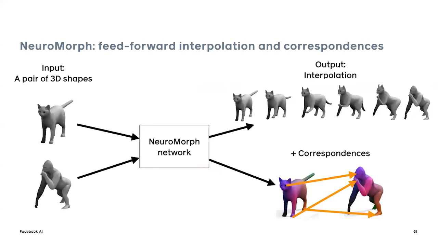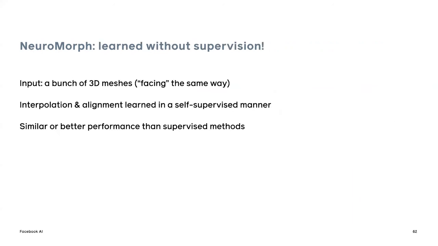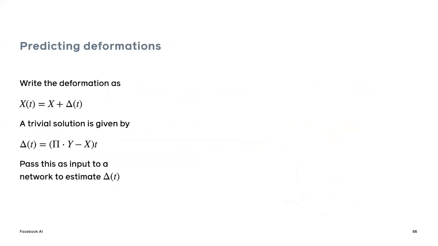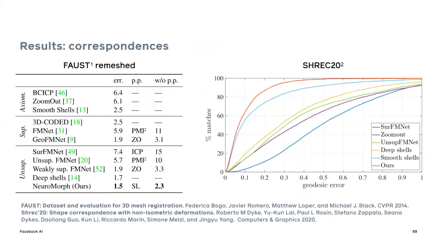We have this network, which we call Neuromorph, that can take in two meshes in a completely unsupervised manner and spit out an interpolation between them, as well as an alignment. The best thing about this is that it actually performs better than methods which are supervised. So it's a little toy, but works very, very well, and there's also a fairly elegant architecture. If that's something that could be of interest to you, I strongly recommend to have a look.